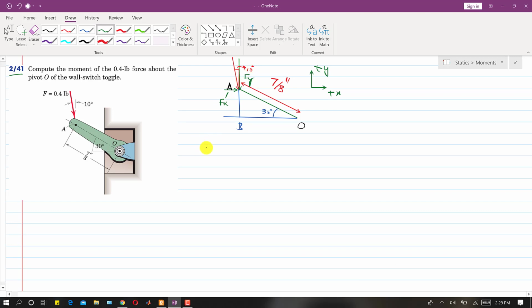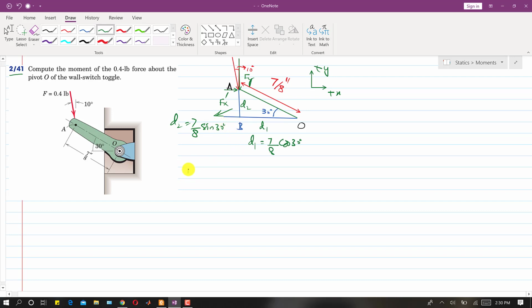Now if we want to find the moment about O, we need to find this OB distance, which is the perpendicular distance of f of y from point O. Let's suppose this is D1 and this AB distance is D2. D1 is 7 by 8 cos of 30 degrees, and D2 is 7 by 8 sine of 30 degrees.